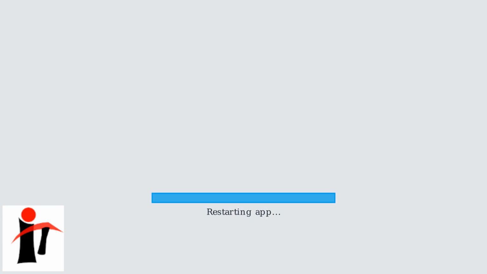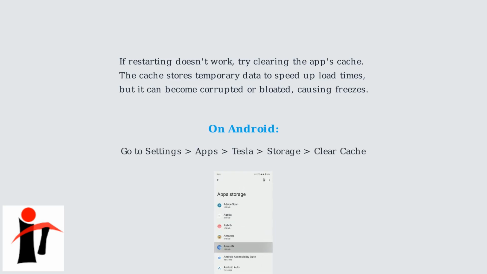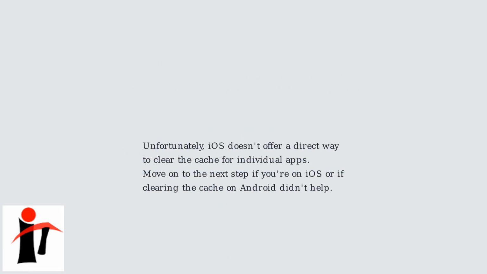Once force closed, reopen the app. The restart process clears temporary data and restores normal operation. If restarting doesn't work, try clearing the app's cache. The cache stores temporary data to speed up load times, but it can become corrupted or bloated, causing freezes. On Android, go to Settings, Apps, Tesla, Storage, Clear Cache. Unfortunately, iOS doesn't offer a direct way to clear the cache for individual apps. Move on to the next step if you're on iOS, or if clearing the cache on Android didn't help.